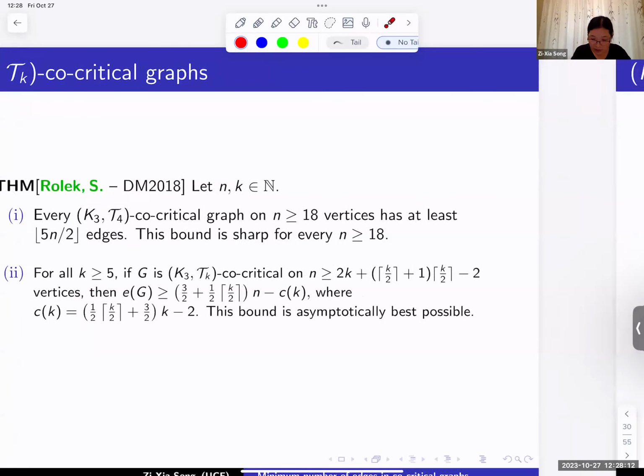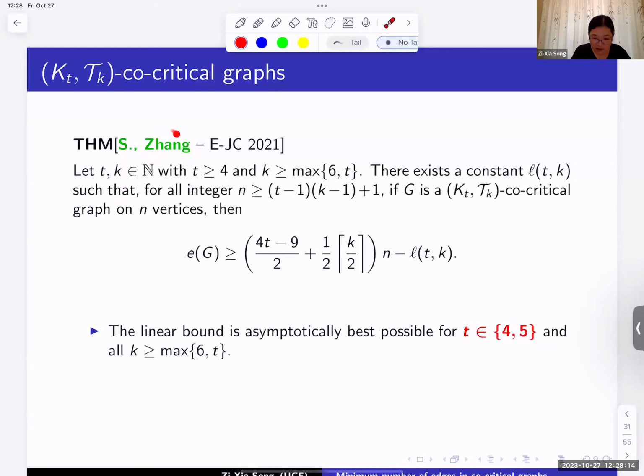And with my PhD student, Jin Mei Zhang, we were able to prove this one for any T, K. I will mention a little bit later our proof strategy here. And the proof is quite involved. Now, unfortunately, we were unable to prove this is asymptotically best possible for all t. We can only do it for up to 5 here.